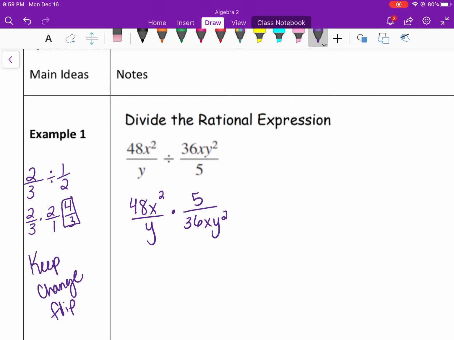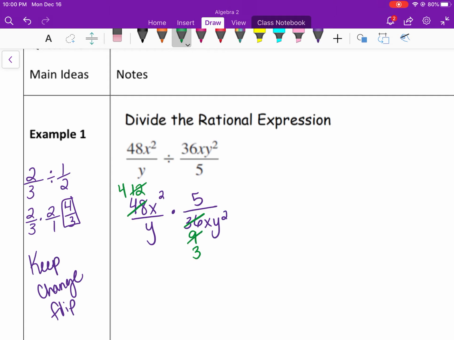And then you simplify just like we did in the previous lesson. So 48 and 36, let's see, they're both divisible by 2. They're both divisible by 4. So 36 divided by 4 would be 9, and 48 divided by 4 would be 12. And then I could divide those again by 3. So 9 is 3 and 12 would be 4.